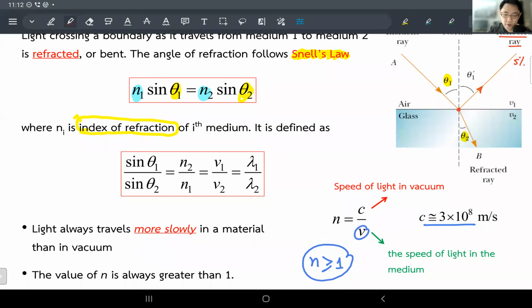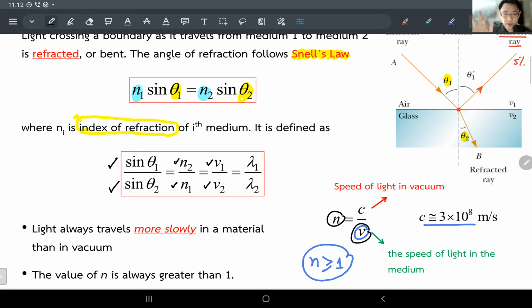Okay, so you can rearrange this Snell's law equation in another form if you like. You can put them in a ratio. For example, I can do sine theta 1 over sine theta 2, and then you just move the N around. So it's going to be equal to N2 over N1, no problem. And now because we know the definition of N is inversely proportional to the speed of light in that medium, N2 over N1 will be equal to V1 over V2.